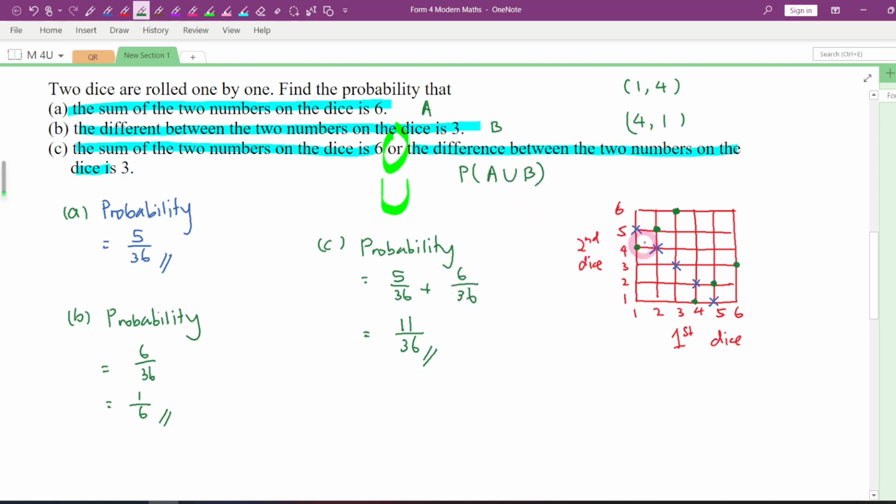So let's say if you are not sure whether these two events are mutually exclusive or non-mutually exclusive, it's not a big problem, you still can do it. How do you do it? You just calculate this way.